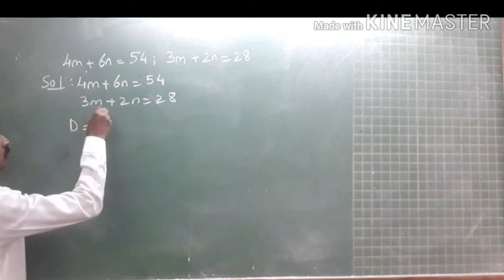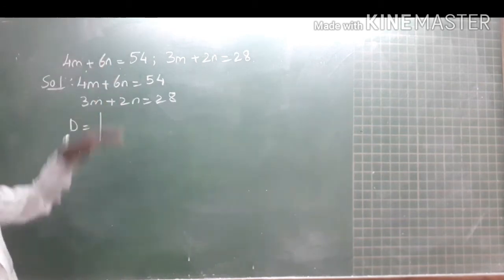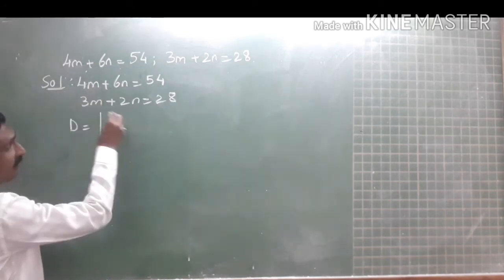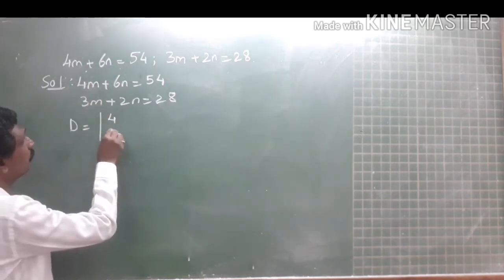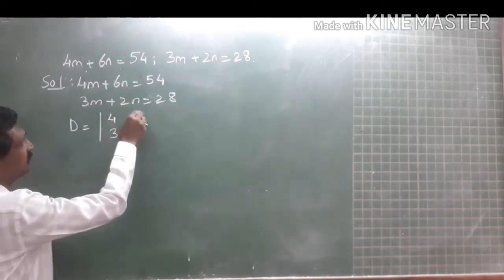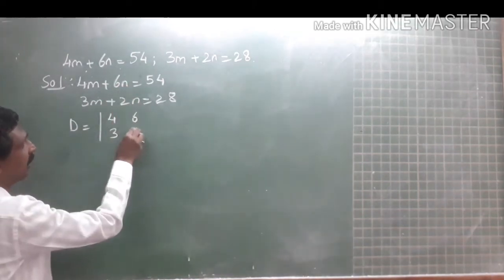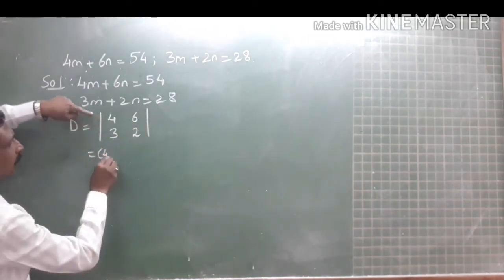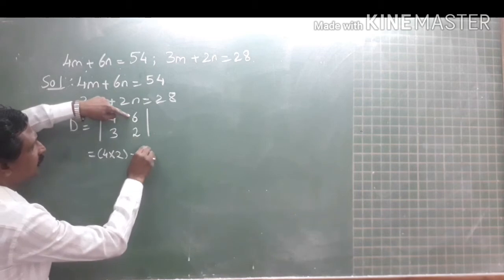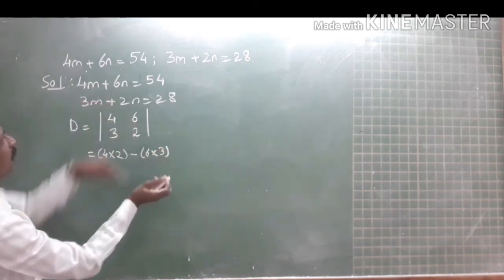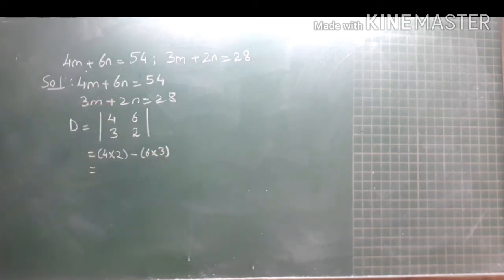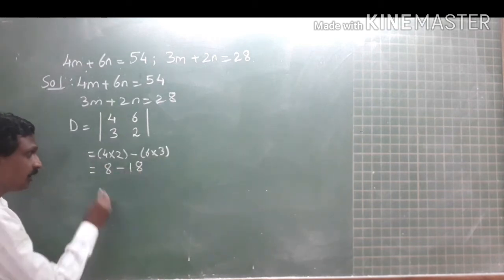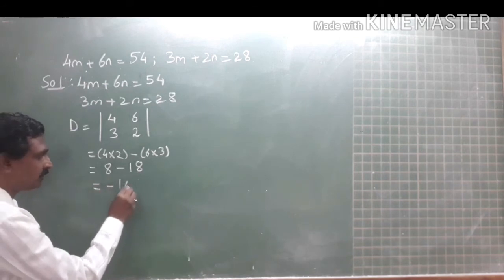D is equal to, now I have already stated A1, A2, B1, B2. What is A1? 4. What is A2? 3. What is B1? 6. And what is B2? We have 2. Now this is equal to 4 into 2 minus 6 into 3, which is equal to 4 2s are 8 minus 6 3s are 18, which is equal to minus 10.